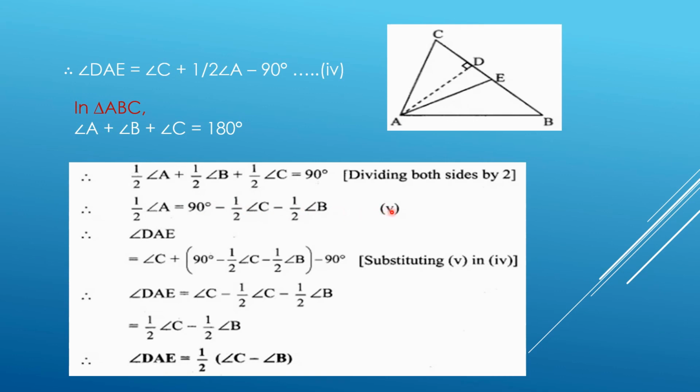And substituting equation 5 in equation 4. Therefore, angle DAE is equal to angle C plus 90 minus 1 by 2 into angle C minus 1 by 2 into angle B minus 90 degrees. Therefore, angle DAE is equal to angle C minus half into angle C minus half into angle B. That is equal to half into angle C minus half into angle B. Therefore, angle DAE is equal to half into angle C minus angle B.